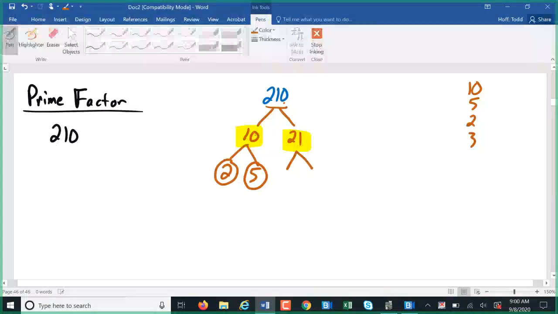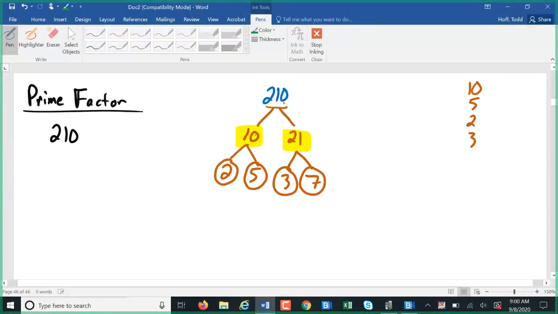Moving over to the 21, not divisible by 5, not divisible by 2, but it is divisible by 3. 2 plus 1 is 3. If I divide by 3, 21 divided by 3 is 7. Well, 3 is prime, no smaller factors for 3. 7 is also prime.